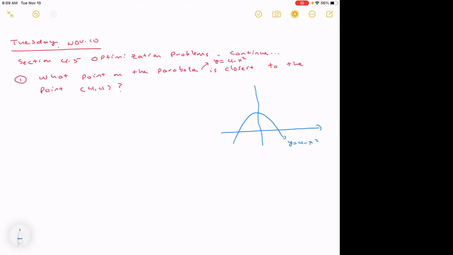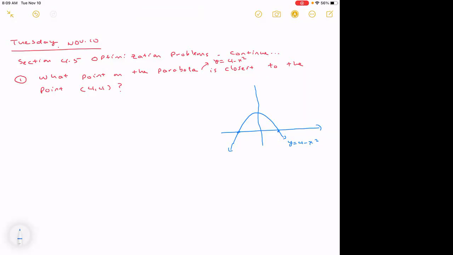What are the x-intercepts? I have a question. Please. Where did you get the y equals 4 minus x squared? I'm giving that to you. Okay. So what are the points on the parabola? So this is the parabola. You see that? This is the parabola I'm drawing here.